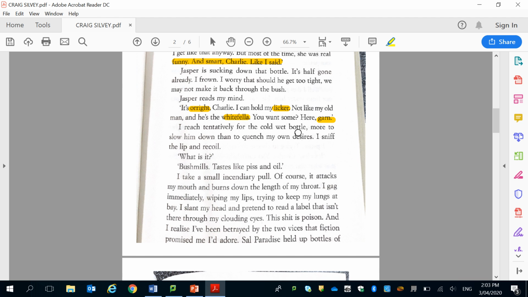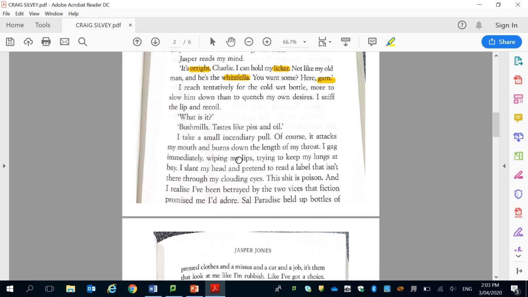I reach tentatively for the cold wet bottle, more to slow him down than to quench my own desires. I sniff the lip and recoil. What is it? Bushmills. Tastes like piss and oil.